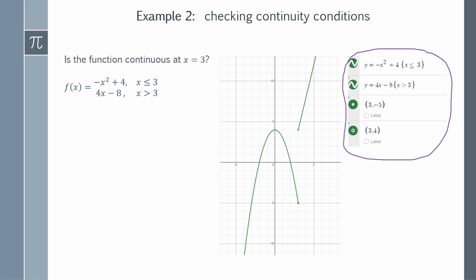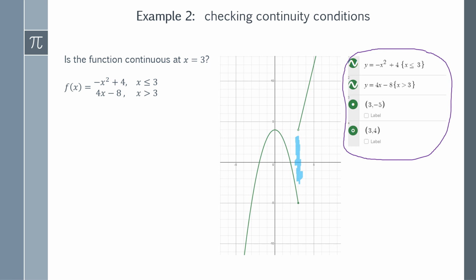Okay, so if you're interested in knowing how to graph functions that are piecewise defined, this is what you would do. Now the question is, is this function continuous at x equal to 3? Just by looking at the graph, we notice that there is this gap right here, right? There is a jump in the graph. So your intuition is probably telling you that this function is not continuous at x equal to 3.